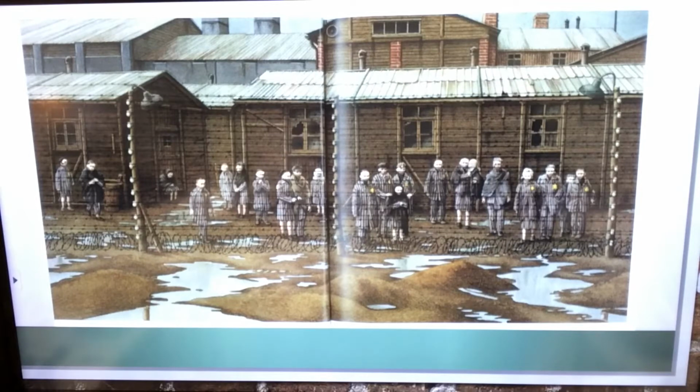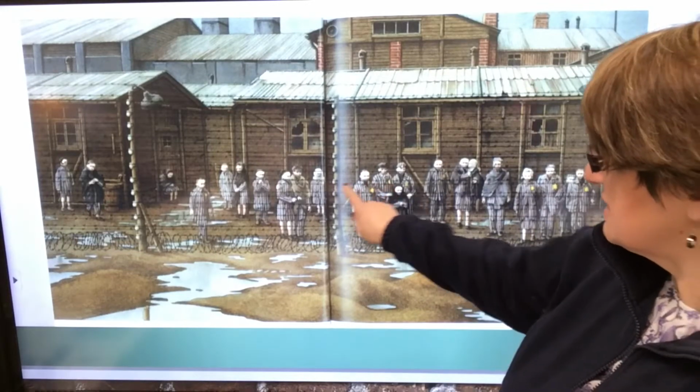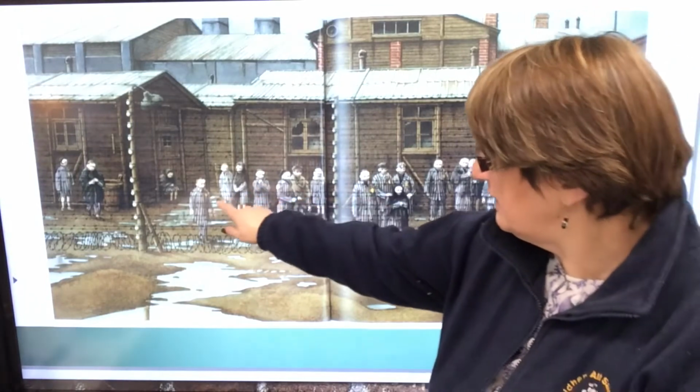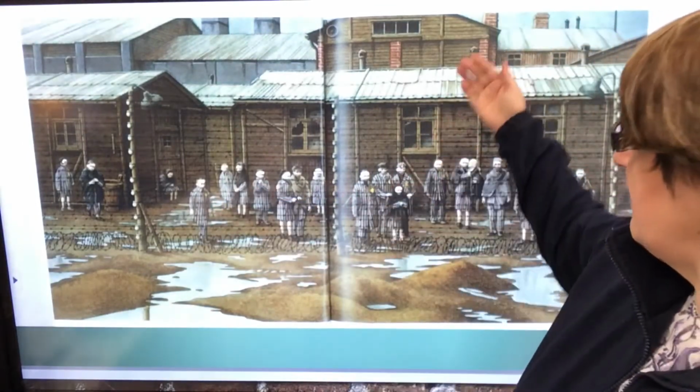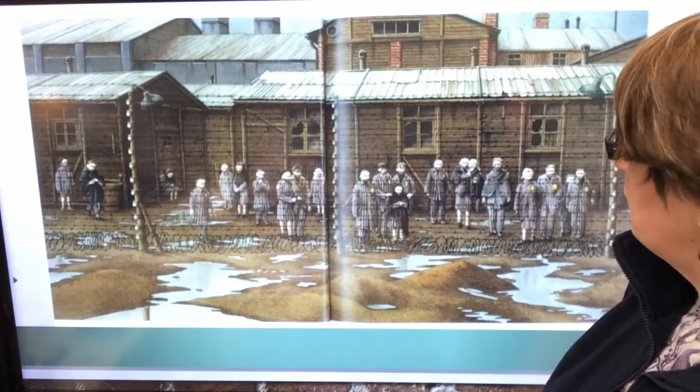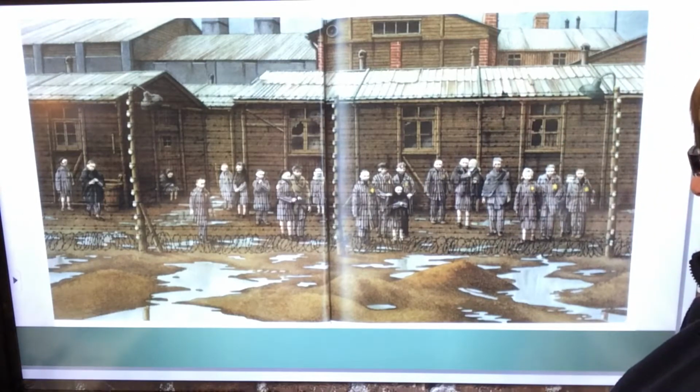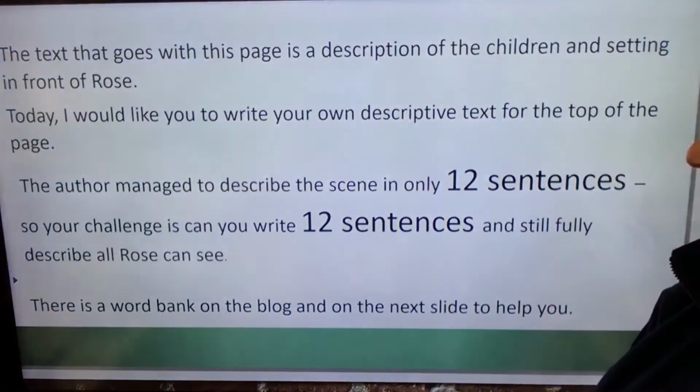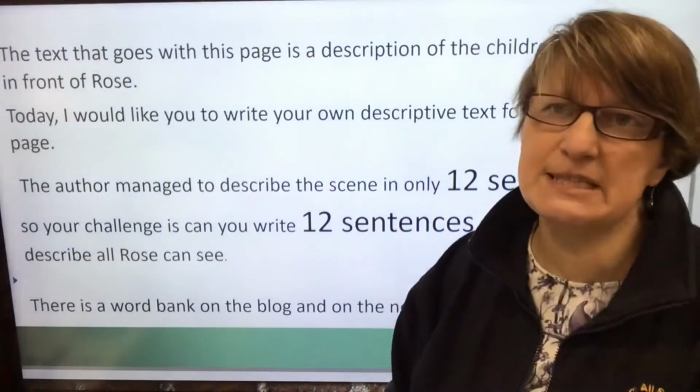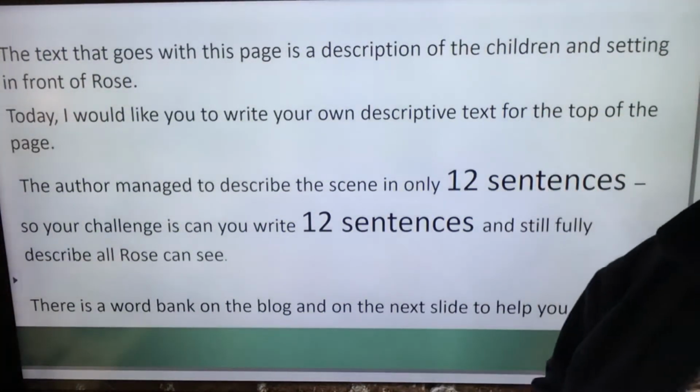Lots of children, strange clothing, cold, bare ground with puddles of water, shaved heads, white faces. And if you look at the detail, there's these little stars. Everybody seems to have one of these little yellow stars on, and clearly they're behind some fencing and some very ramshackle buildings behind. The text that goes with this page is a description of what Rose can see.